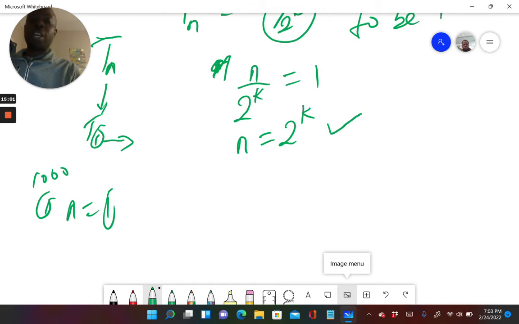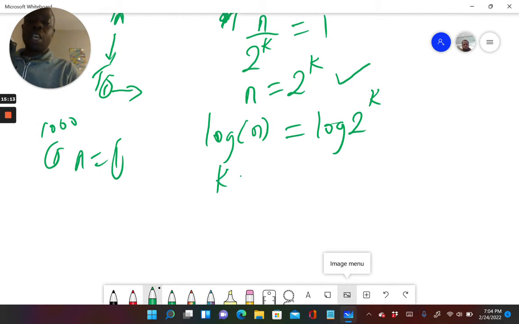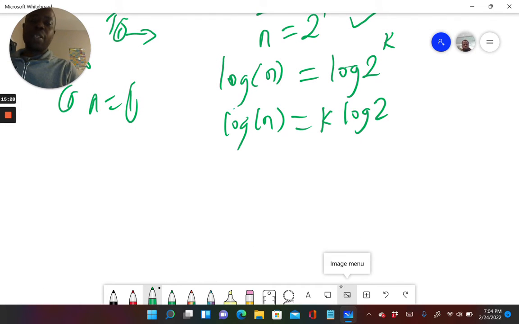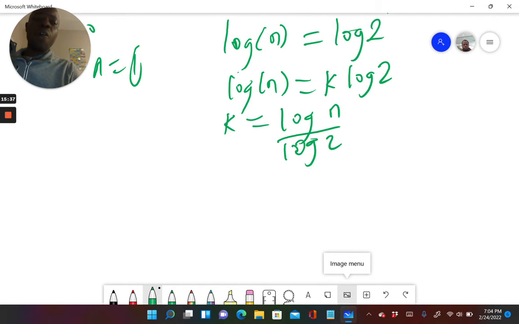And this is an exponential expression, so you can introduce logarithm to both sides. That is log of 2 raised to the power k, right? And that means log n equals k log 2. You see that? And that essentially means that your k is log of n over log of 2. Now, log of n divided by log of 2 actually means log n base 2.